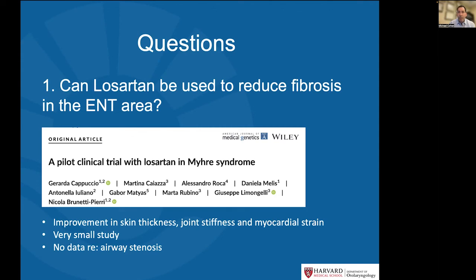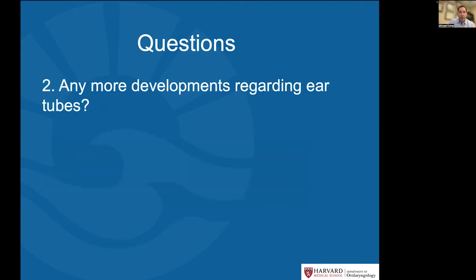So I think this is one where we'll have to look very carefully in the future and see how this comes out. It's certainly very interesting and I think important to follow, but larger scale studies are going to be necessary, and longer term studies are going to be necessary to answer this question as it relates to airway disease. The next question would be, any more developments regarding ear tubes?